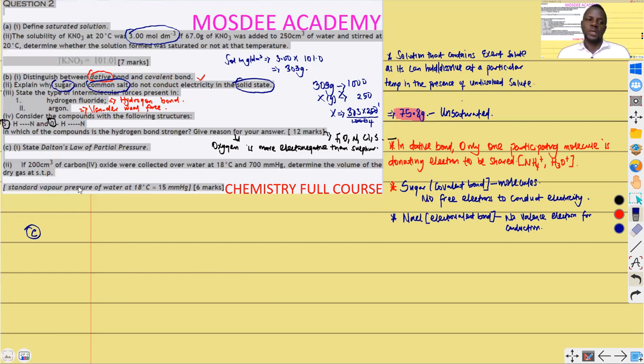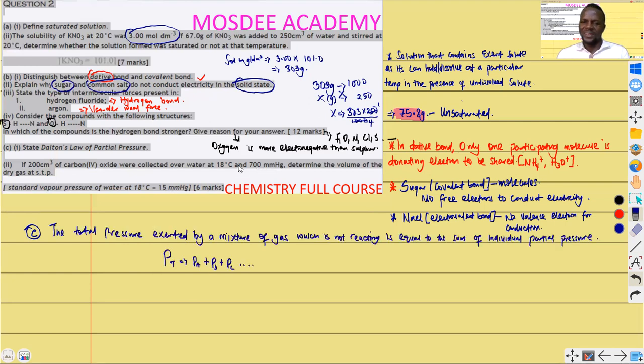So the last question for today, we have for the morning section slide: if 200 centimeter cube of CO2 were collected over water at 18 degrees Celsius and 700 millimeter of mercury, we are to determine the volume of the dry gas at S.T.P. The standard vapor pressure of water at 18 degrees Celsius is 15 millimeter of mercury. We've done this as well in concepts, and if not, you can still listen to how we solve this.